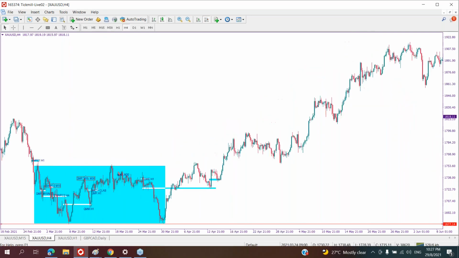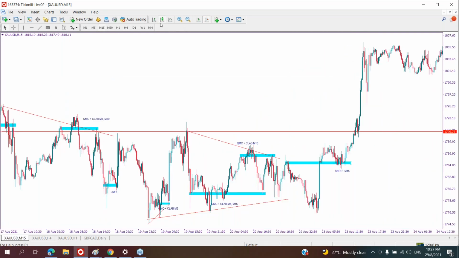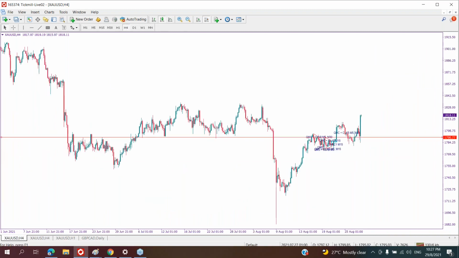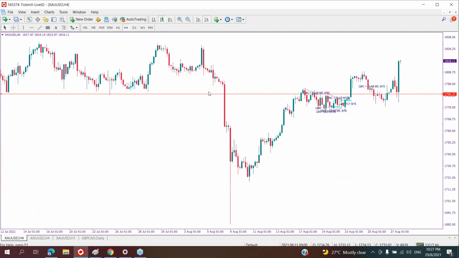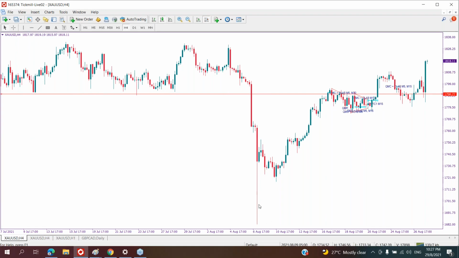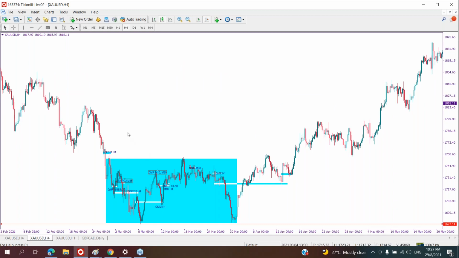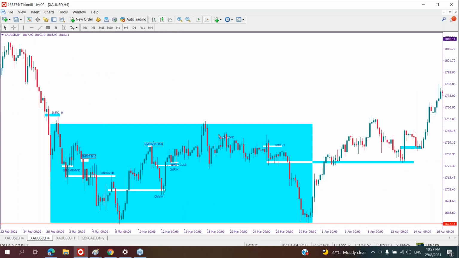I don't really swing, so that's why I suggest sideways in H4. I don't suggest momentum like this. I don't really like this because there's no setup, nothing in there. So that's why I suggest H4 or H1 sideways.